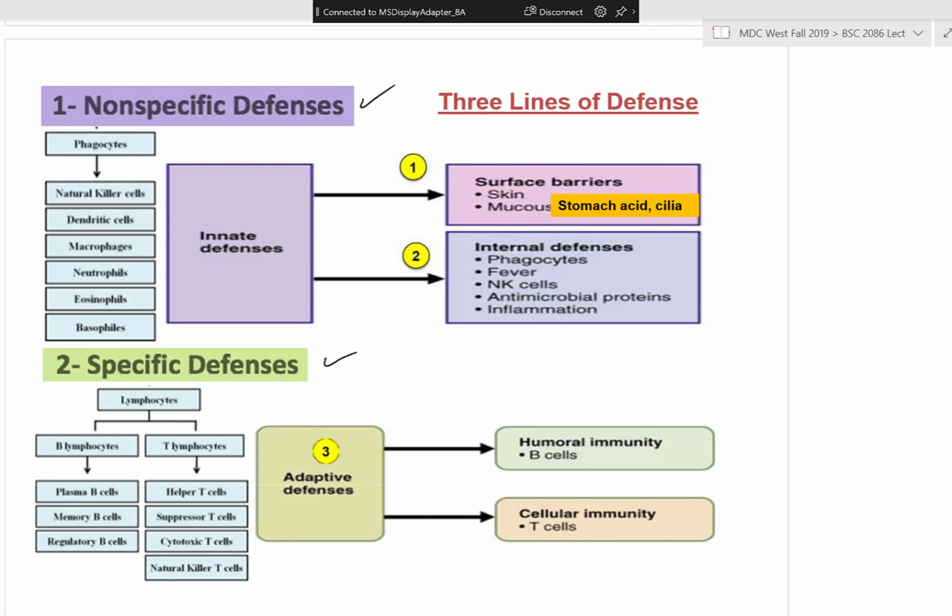What does non-specific mean? It means that you don't create anything specifically for that antigen, right? You're not making anything just for that antigen. You already have a structure that is capable of withstanding any damage or any antigens that may come forth into your body. So a non-specific defense means that defense is innate. What does innate mean? Innate, that is natural, that is you're born with it, that is part of you.